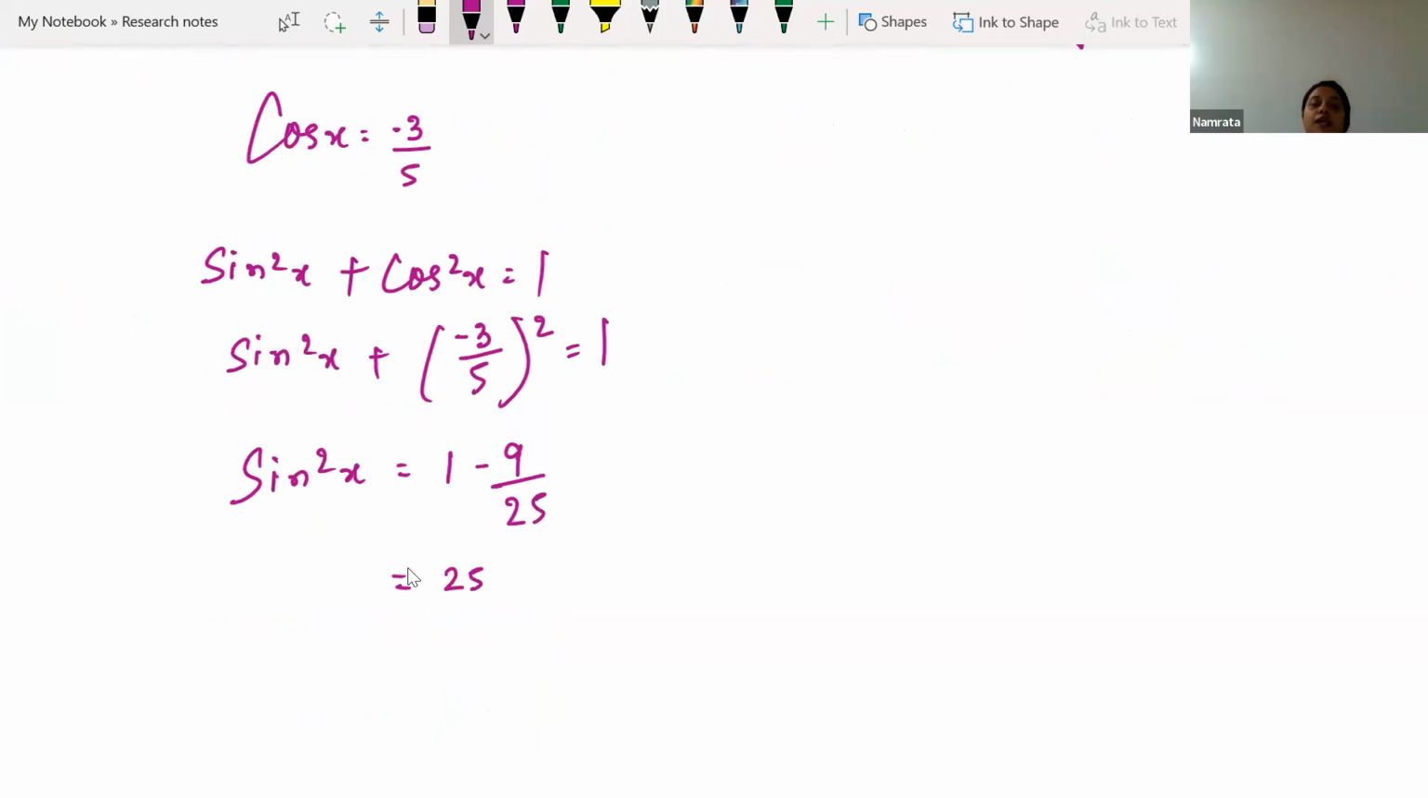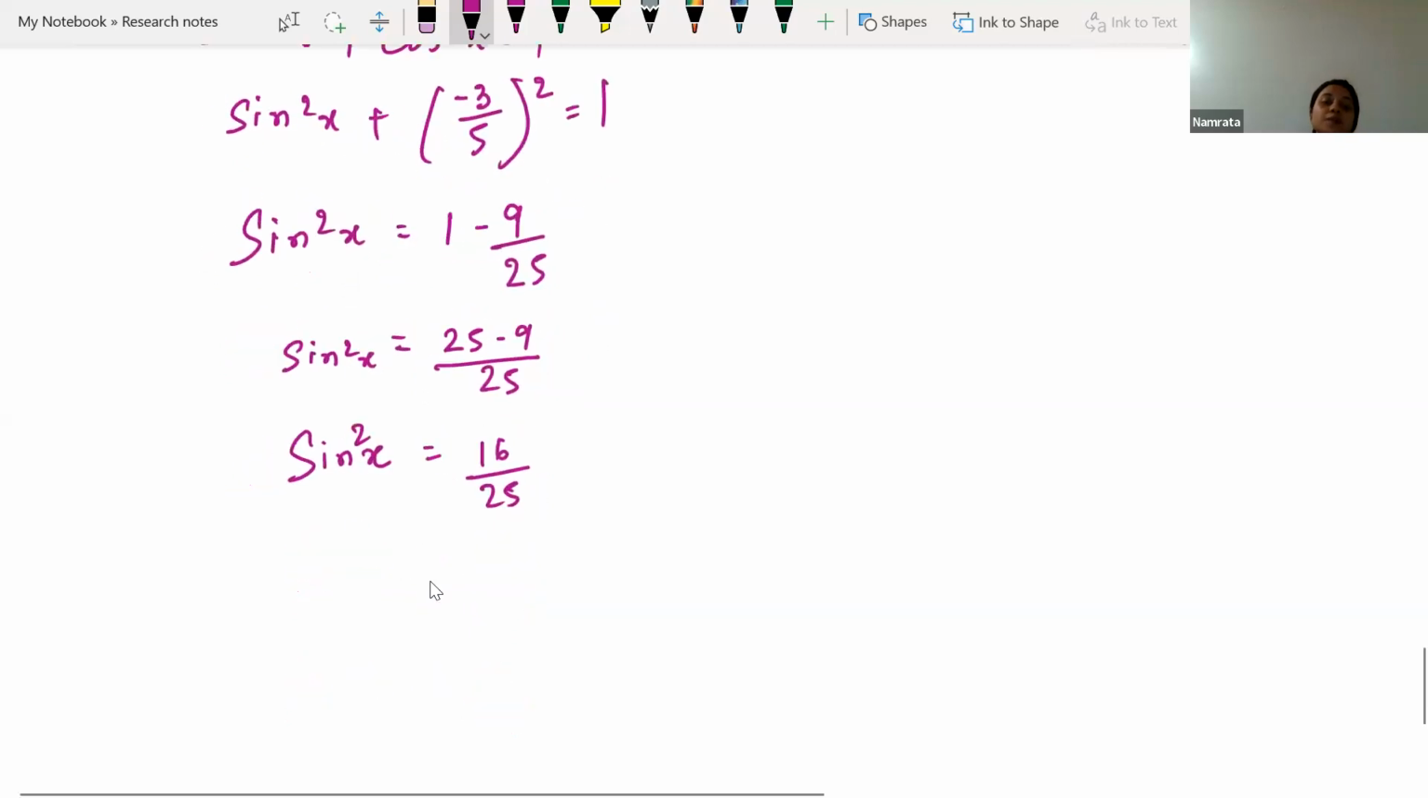Now, when you find the LCM, it will be 25 minus 9 over 25. Here, sine square x is there. Why are we solving this? Because we need to find the value of sine x. Okay, from here we will get 25 minus 9 is 16 over 25. So when sin square x is equals to 16/25, sin x will be plus minus 4/5.